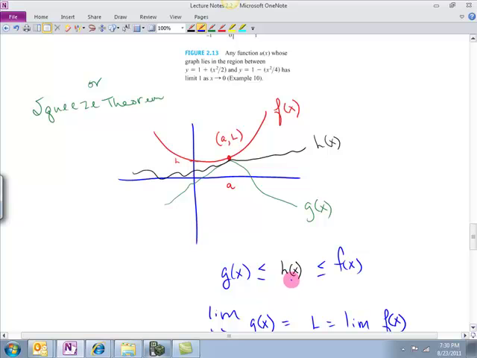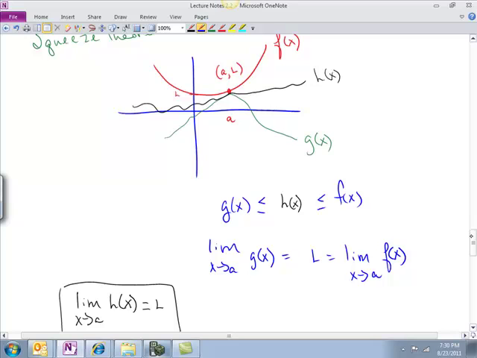So does it make sense that h of x, this is above, so it's the upper one, it's going to be less than or equal to f of x, and it's going to be greater than or equal to g of x? Does that make sense? Okay. And so it's sandwiched in between. And if the limit as x approaches A of g of x is L, and this one is the same thing, then the h of x is going to have the same limit, which kind of seems like common sense when you really think about it.